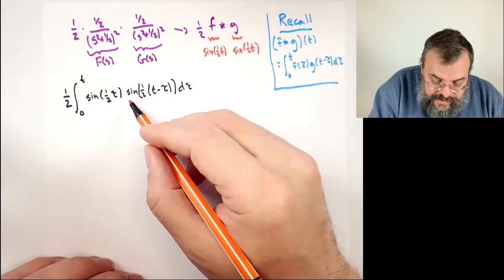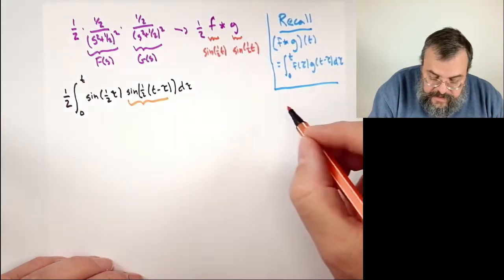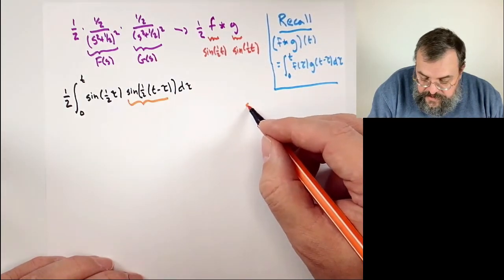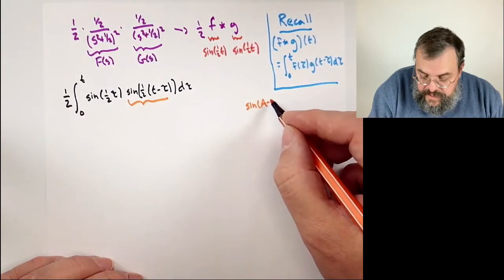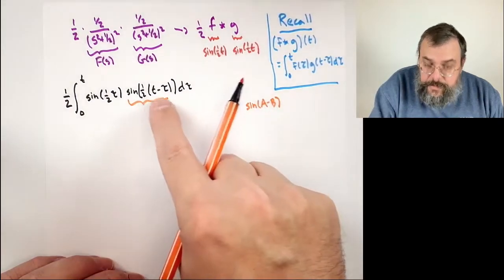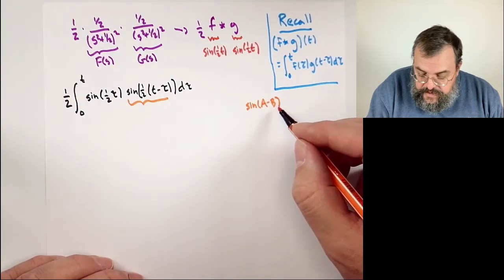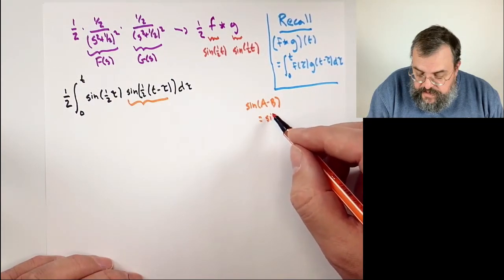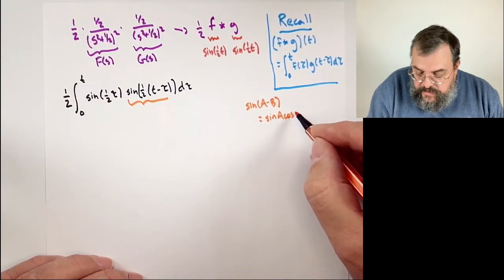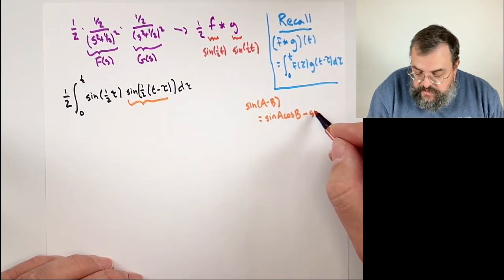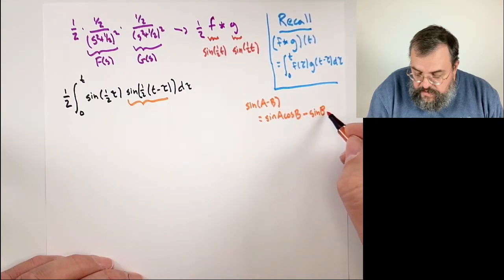So there's this nice fact, and I'll write the general fact over here. Sine of a minus b, which is what we have here if we work the 1/2 through, is equal to sine a cosine b minus sine b cosine a.